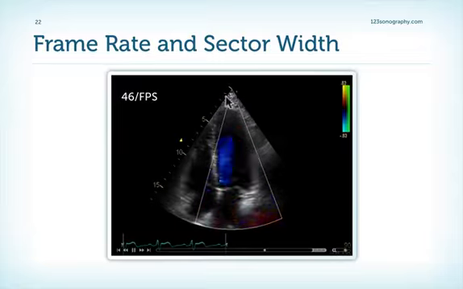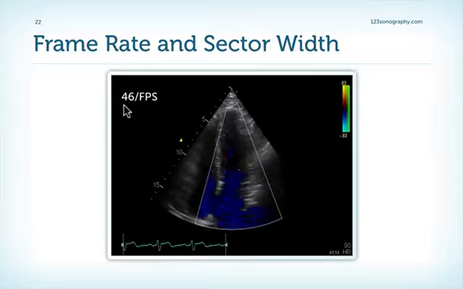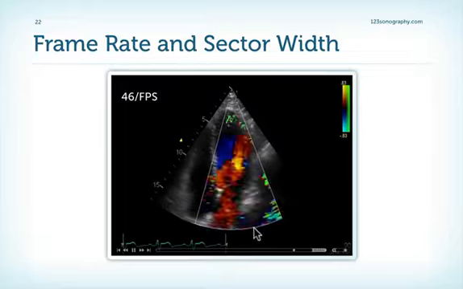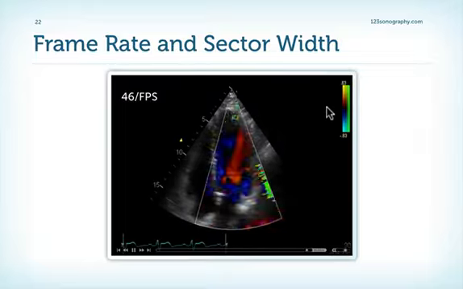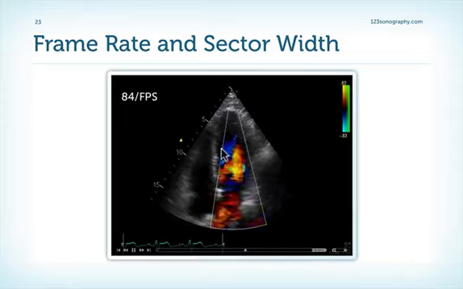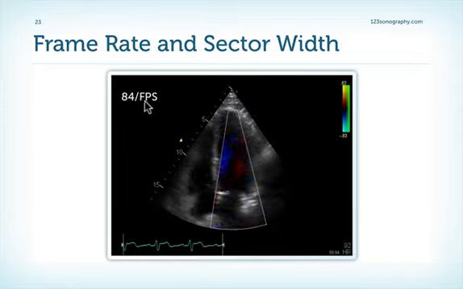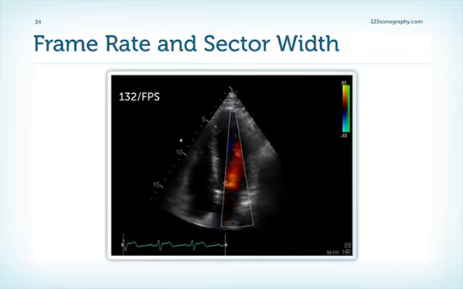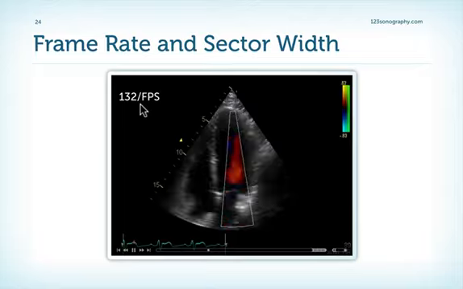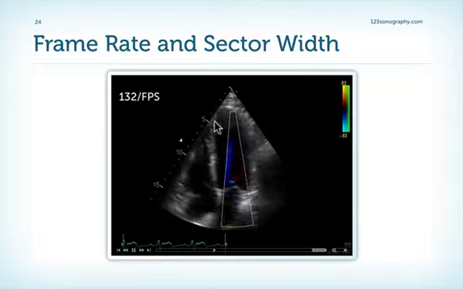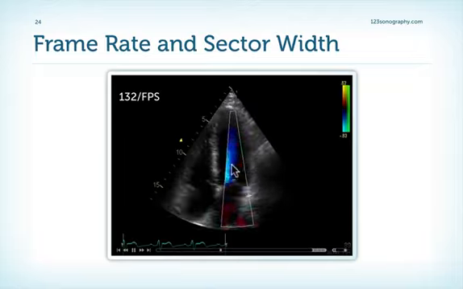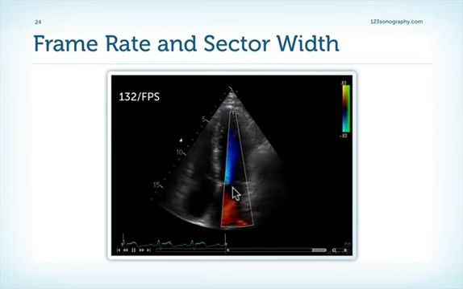Now, we have a much smaller sector, the frame rate has increased, and we're concentrating more on the region of interest. And if we decrease the size of the sector even more, the frame rate increases to 84 frames per second, and then further to 132 frames per second. So this is where you should be imaging, just the region of interest, here in this case the mitral valve.